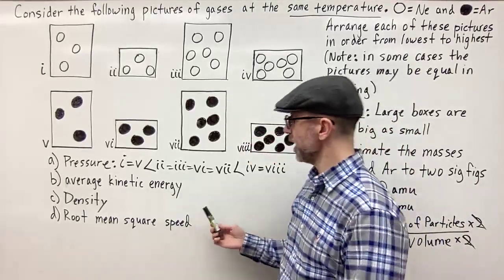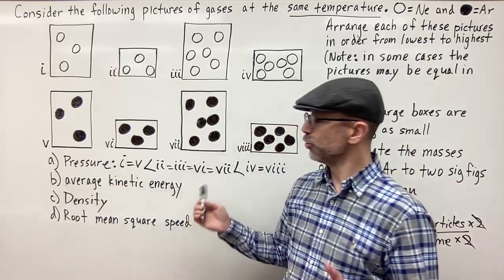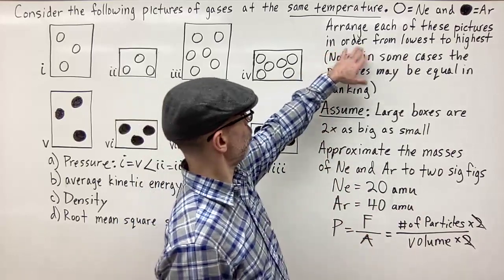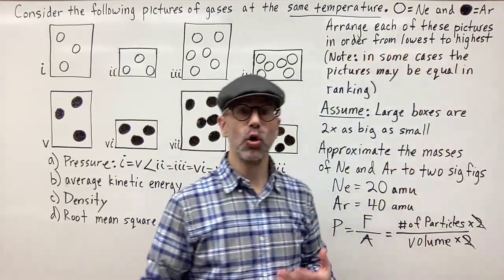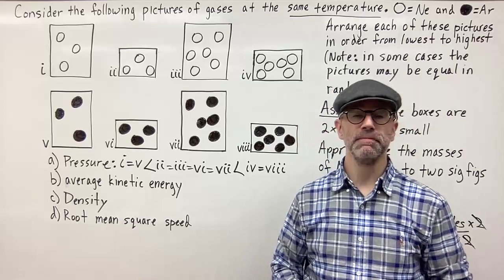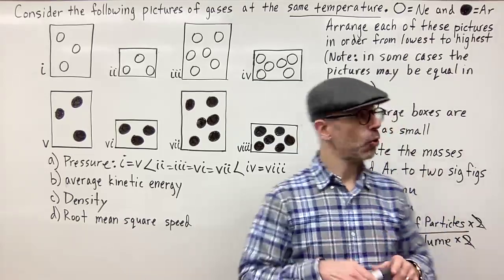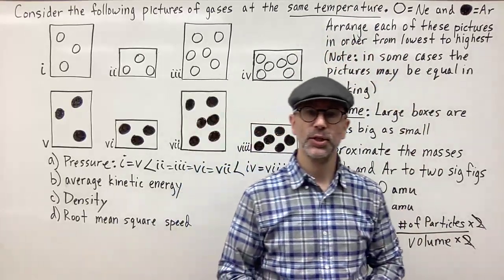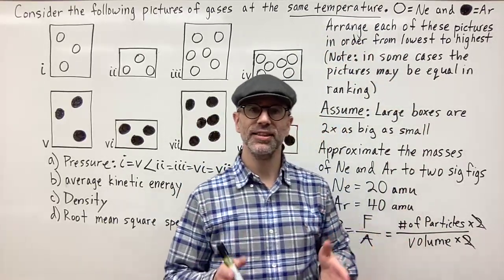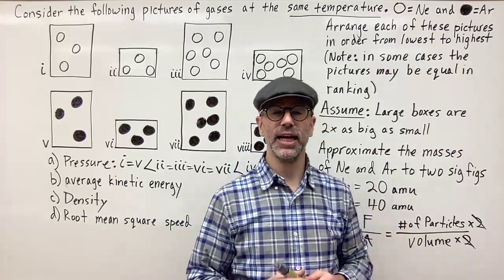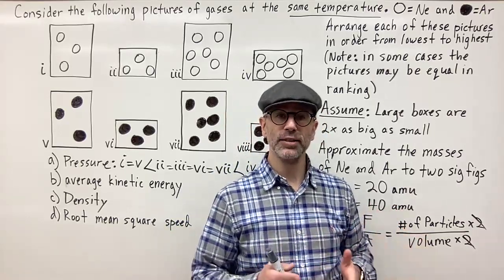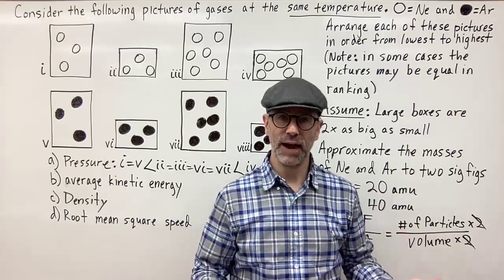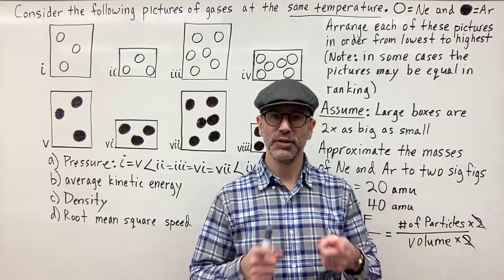Okay, next we have average kinetic energy. They're asking us to arrange the boxes in order from lowest to highest according to average kinetic energy. Here's the thing though, we're told that all the gases in the boxes have the same temperature. The temperature is a measure of the average kinetic energy. So if all boxes are at the same temperature, then all boxes have the same average kinetic energy. So this is kind of a trick question.